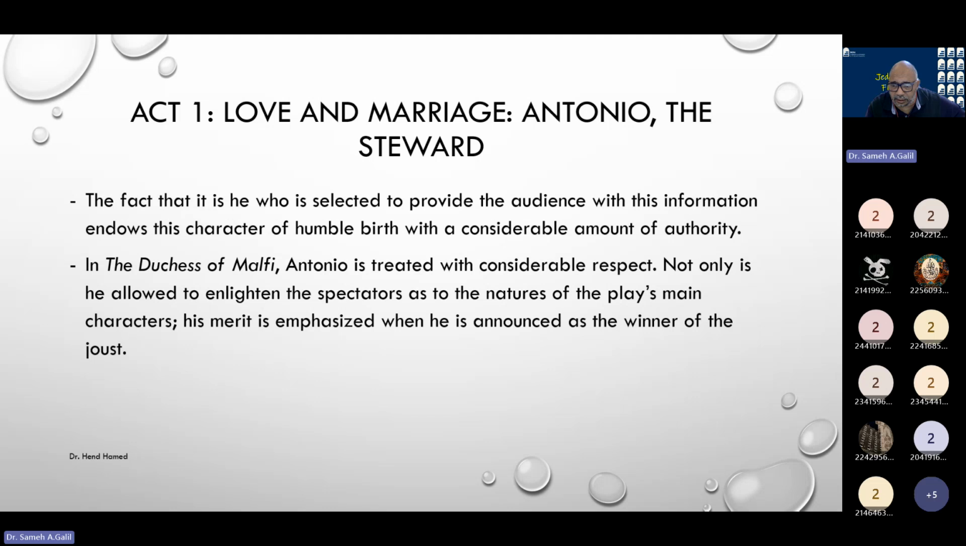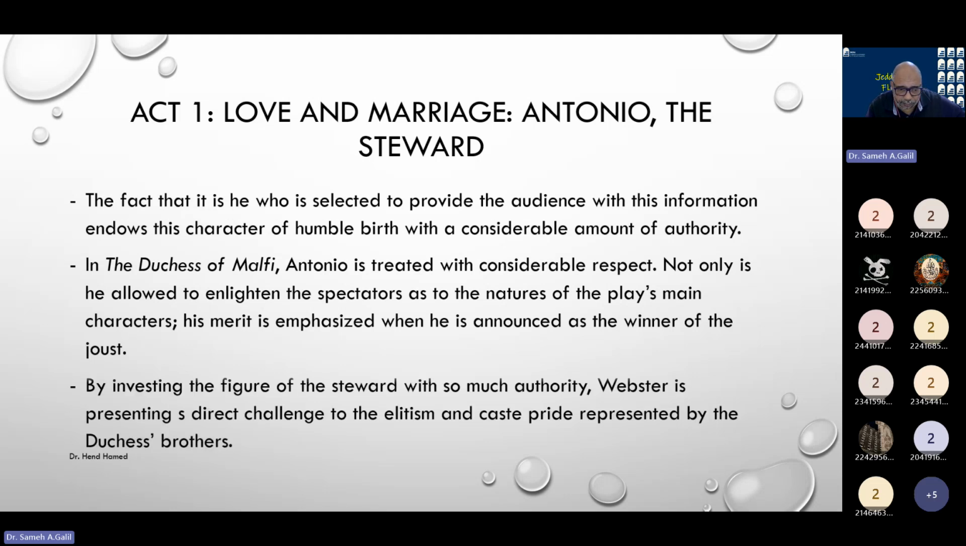his merit is emphasized when he is announced as the winner of some kind of joust. It's a game like when people fight each other individually. So again, it's not only that he is superior mentally and intellectually, he is also physically superior. So by investing the figure of the steward with so much authority, Webster is presenting a direct challenge to the elitism and caste pride represented by the Duchess' brothers.